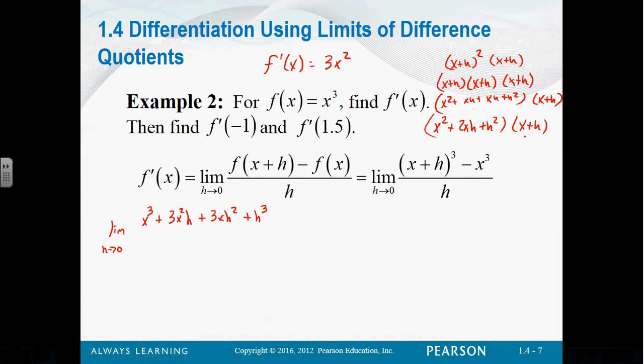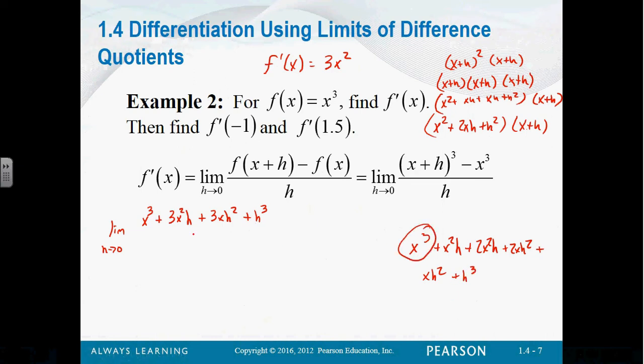And then to do a trinomial times a binomial, you just distribute each one. So x squared times x is x cubed. X squared times h is x squared h. 2xh times x is 2x squared h. 2xh squared. Xh squared. H cubed. And then combine your like terms.